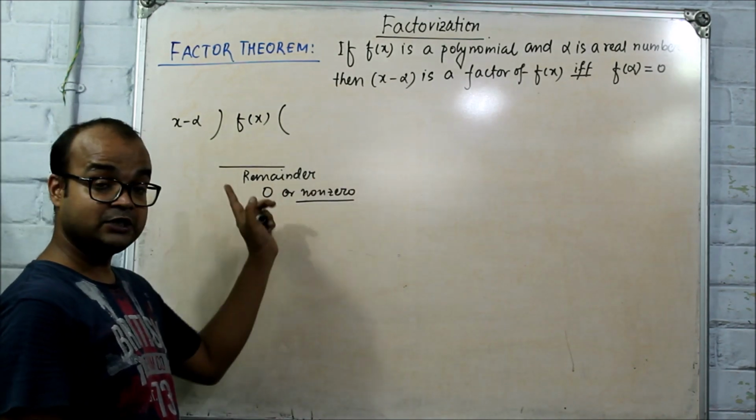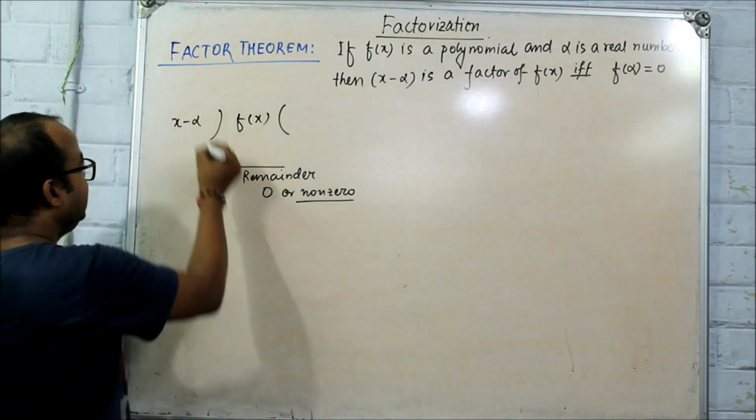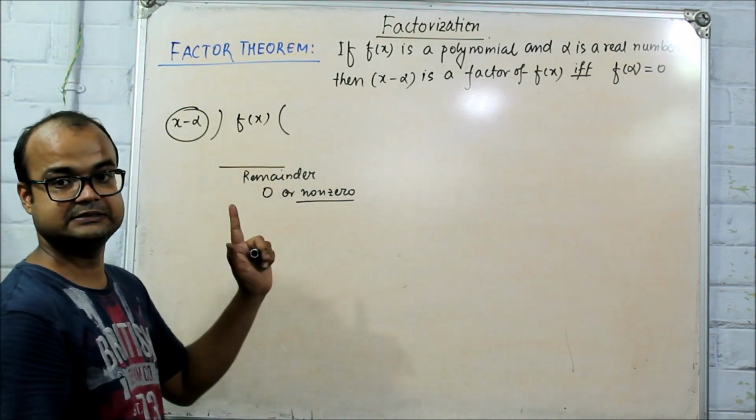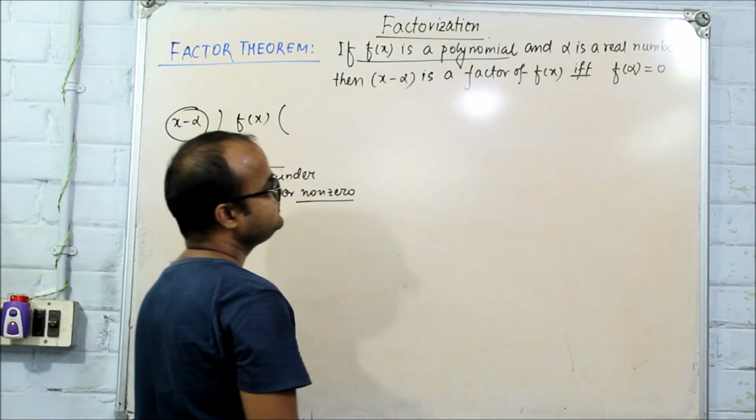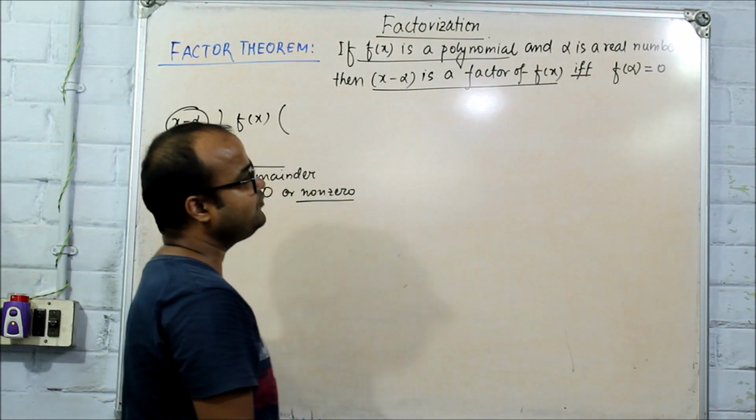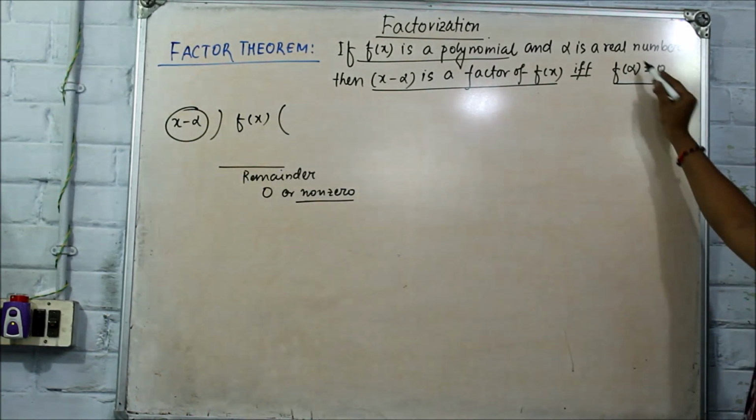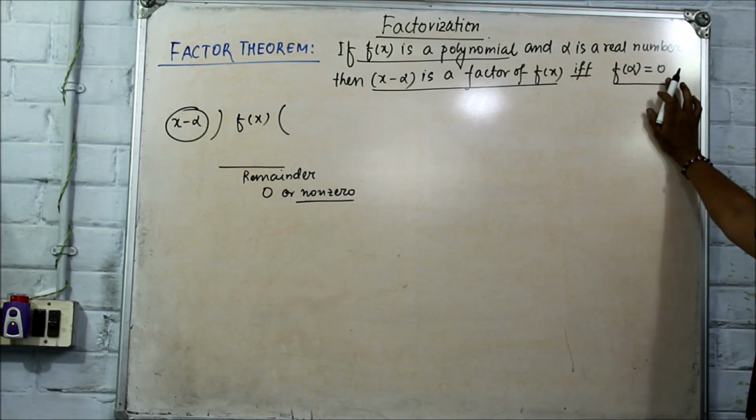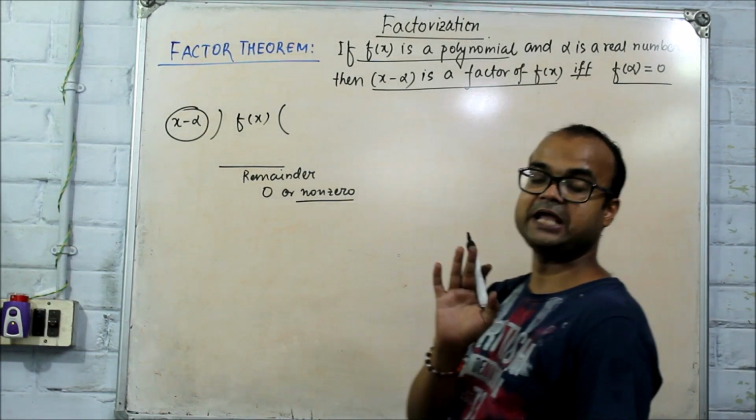So these are the part of remainder theorem, what we learned. Now if it is 0, then x minus alpha will become the factor of f(x). So what is the statement of factor theorem? If f(x) is a polynomial and alpha is a real number, then x minus alpha is a factor of f(x) if f(alpha) is equal to 0. If you remember, f(alpha) will give us the remainder, and if the remainder is 0, then we term this x minus alpha as a factor of f(x).